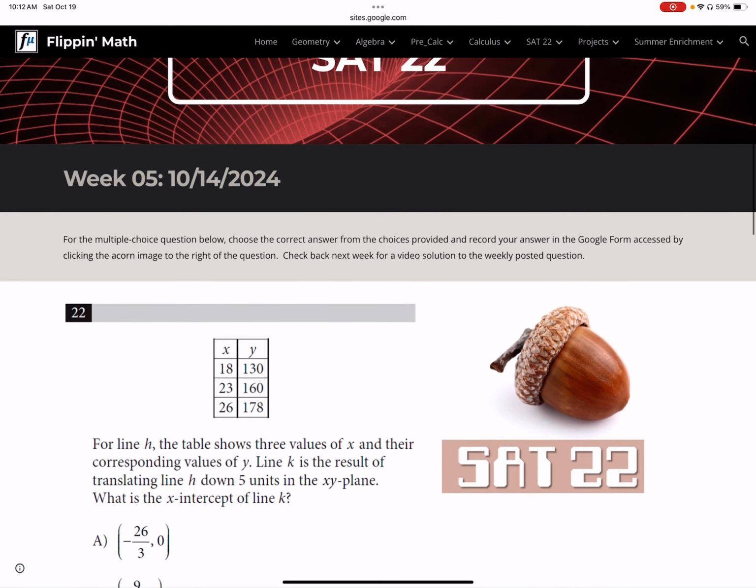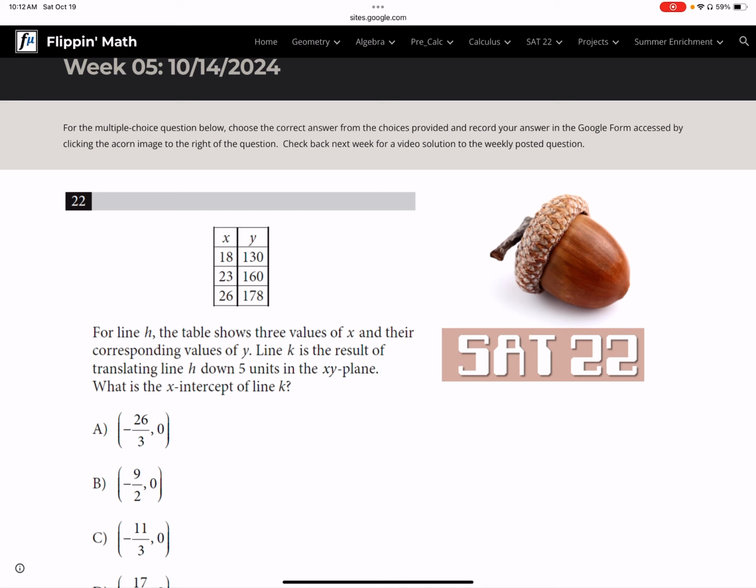SAT 22 for week 5. Here we go. So we have ourselves a table of values.